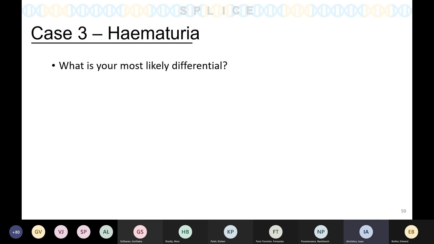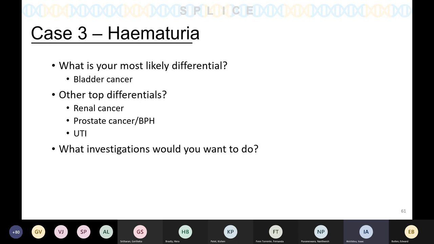Yeah, bladder cancer, nice. Any other differentials you might be considering? Renal cancer, yeah, nice. Beetroot, UTI, good, yeah, nice. Brilliant, yeah. Prostate cancer or BPH as well. Yeah, these are all, well, the warfarin is something that you wouldn't blame it on, is what I was saying earlier. Okay, brilliant. So good list of differentials.